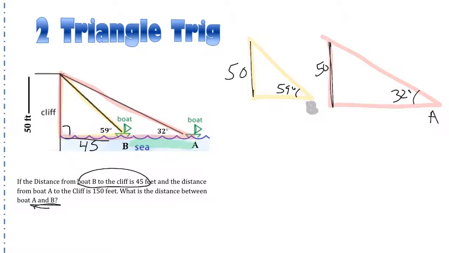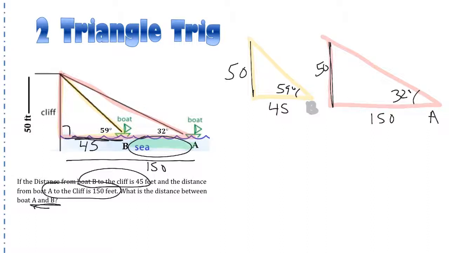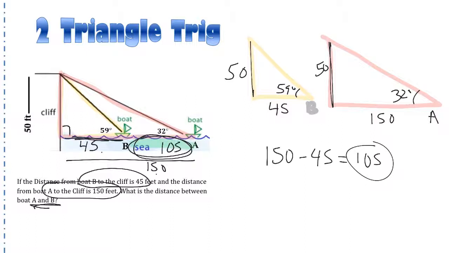B to the cliff. That's the bottom of the yellow triangle. And from boat A to the cliff is 150 feet. So the whole thing is 150, or the bottom of that red triangle. So to find my piece from B to A, I just got to take the whole 150 minus 45 to get that missing piece. So it's 150 minus 45 equals 105, and that is the distance from B to A.